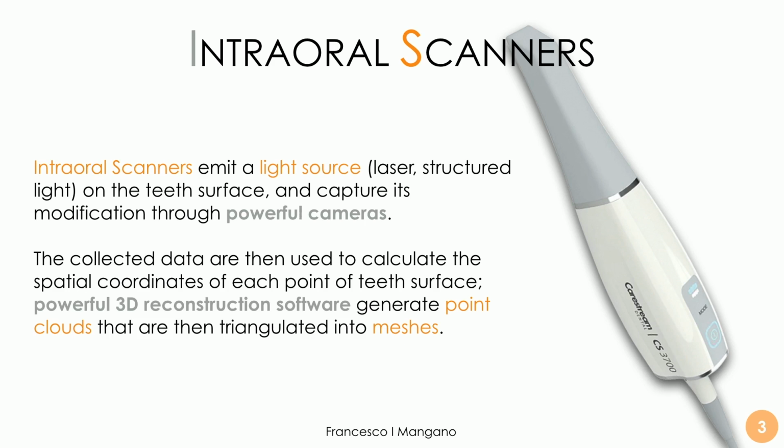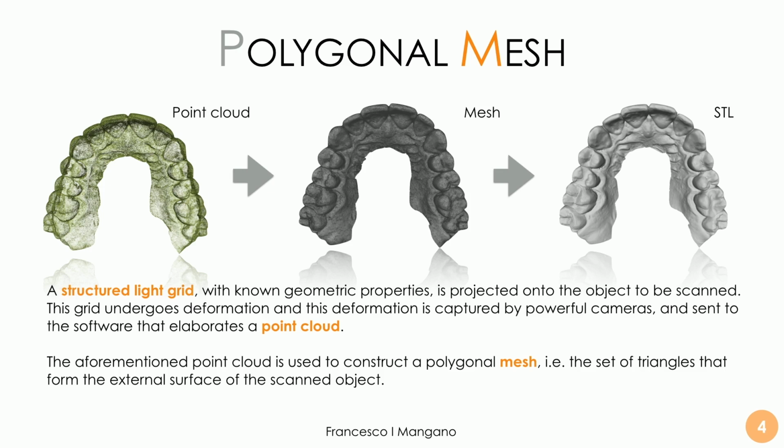An intraoral scanner emits a light source, laser or structured light, on the teeth surface and captures its modification with powerful cameras. The collected data is then used to calculate the spatial coordinates of each point at its surface. Powerful 3D reconstruction software generates point clouds that are then triangulated into meshes by means of interpolation. So this is how the scanner works, and this is how the polygonal mesh is built.